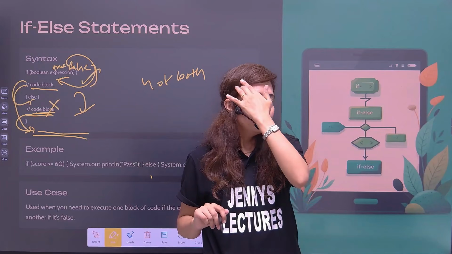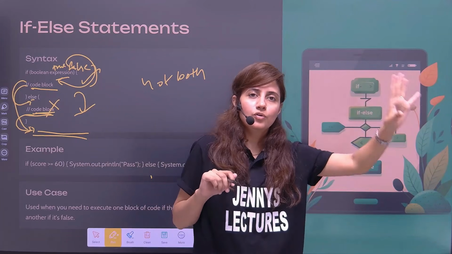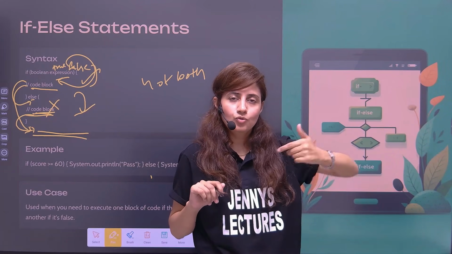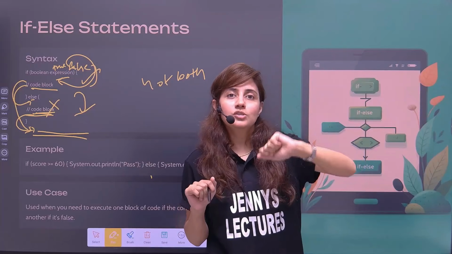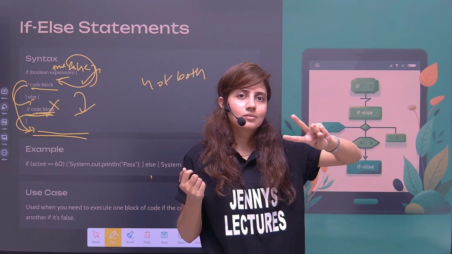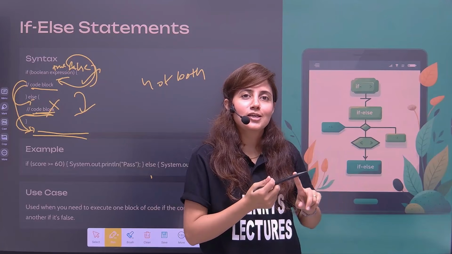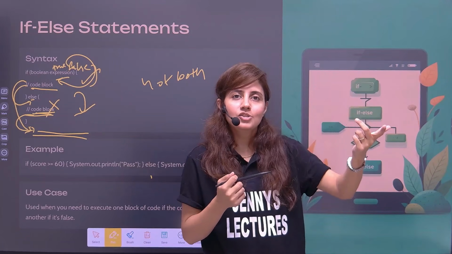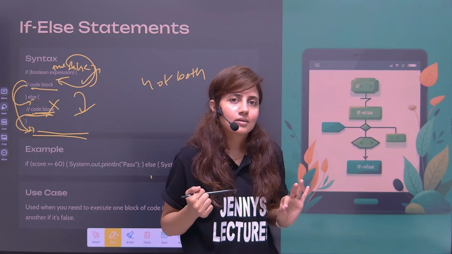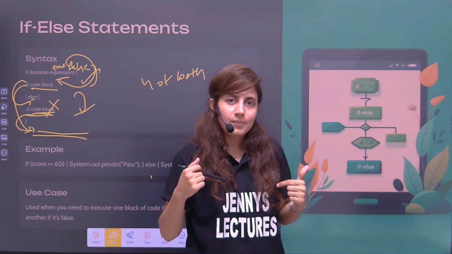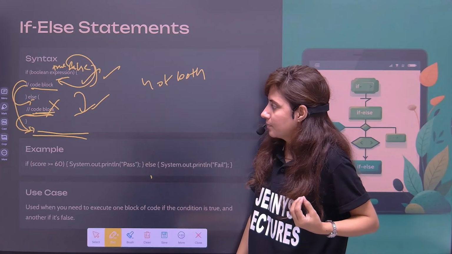Okay. Like if your crush is coming, you will go for a movie. Otherwise, you will study. It's not like you will go for a movie as well as study. No, only one thing would be there. Either go for a movie or study. Now, based on that condition, if crush is coming, go for a movie, else study. Not both things would happen at the same time. So at the same time, only one block would be executed here.